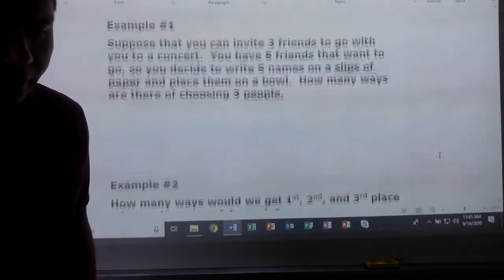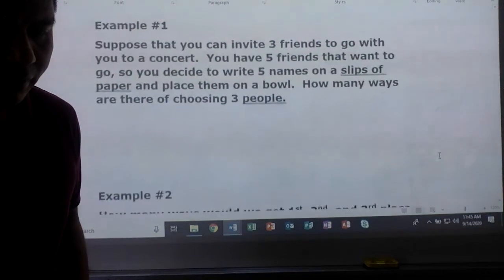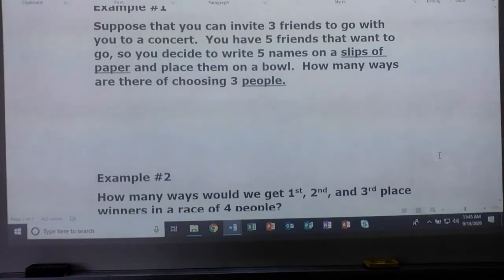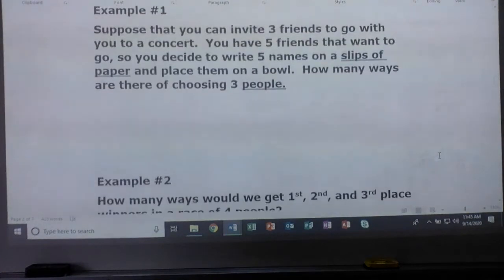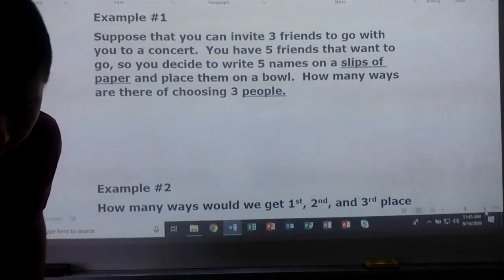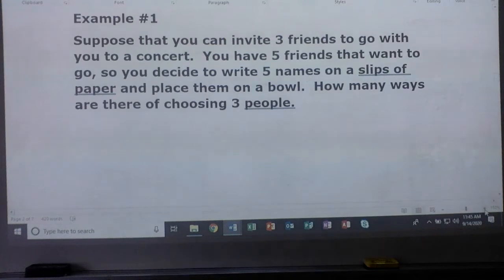Example 1. Suppose that you can invite 3 friends to go to a concert. But what do you know? You have 5 friends. So you don't want to be in that predicament of who do you invite. You don't want to pick favorites.